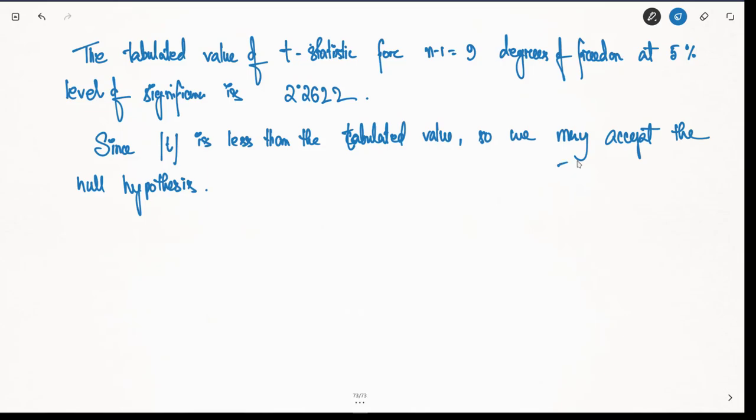See the use of the word may. When you reject a null hypothesis, you don't say we reject the null hypothesis; we say we should reject the null hypothesis. When you accept the null hypothesis, we don't directly say we accept it; we say we may accept the null hypothesis. That is the way we write down conclusions in statistics, right? So this is the process of calculating one sample t-test.